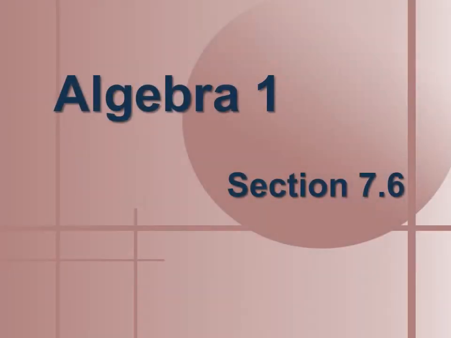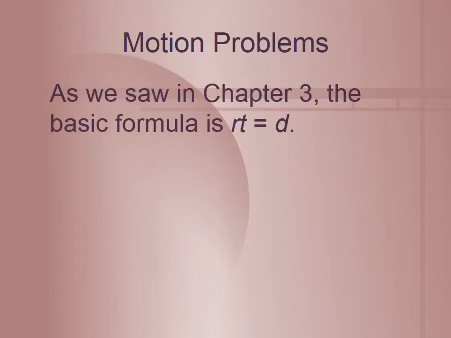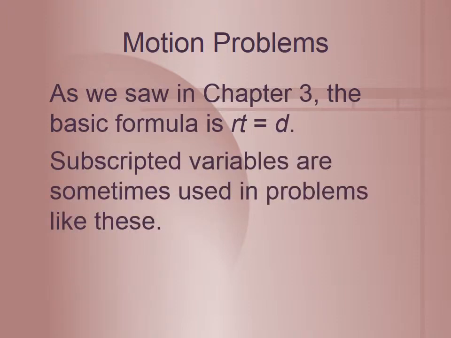Going to learn section 7.6 today, which is all about motion problems. And in order for us to do motion problems, we had to remember the basic formula, R times T equals D, where R stands for rate, T stands for time, and D stands for distance. So we had to remember that R times T is equal to distance.